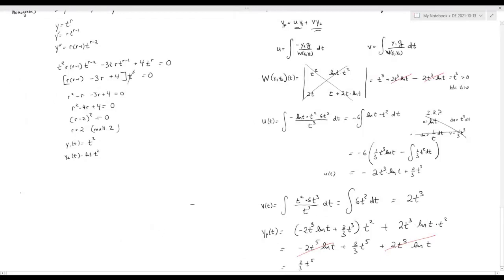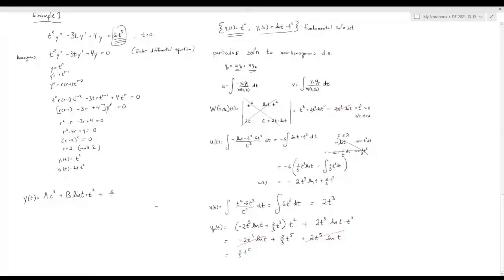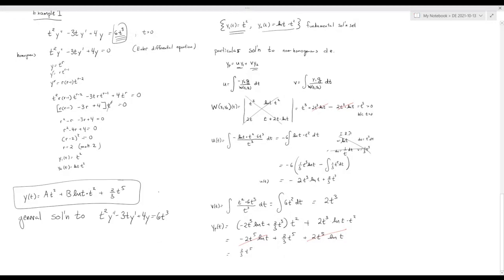So now we can get the general solution. It is a combination of the fundamental solution set plus our particular solution. So this is our general solution to the non-homogeneous equation.